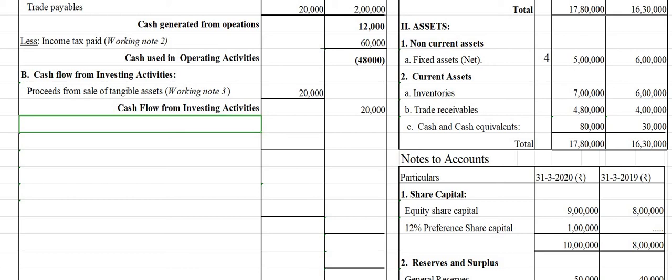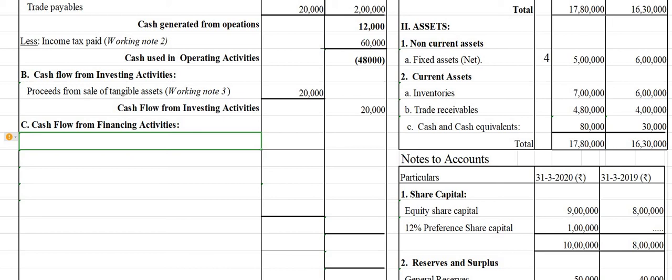Now the third activity, cash flow from financing activities. This is the activity related to the financing area of the business, that means issue and redemption of shares, debentures, payment of interest, dividend, etc.